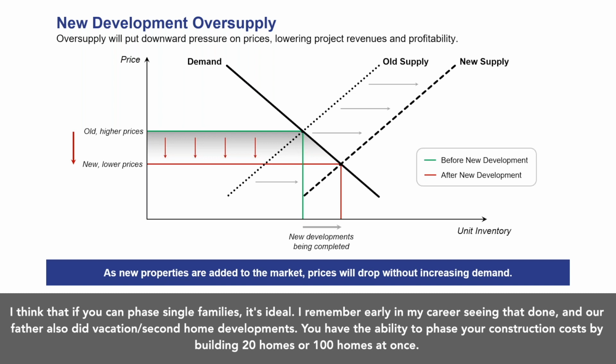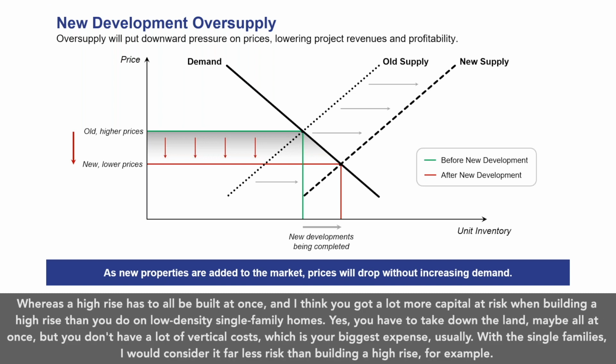I remember early in my career seeing that done. Our father also did vacation second home developments, and you have the ability to phase your construction costs by building 20 homes or 100 homes at once, whereas a high rise has to all be built at once.